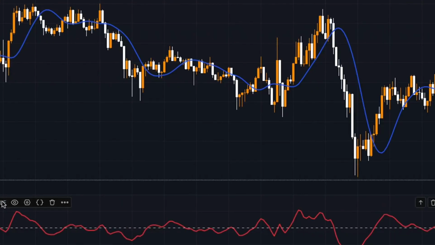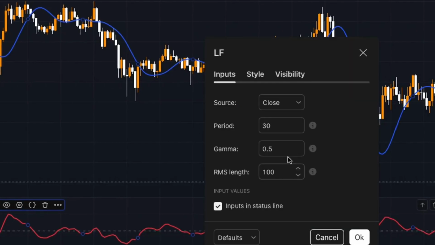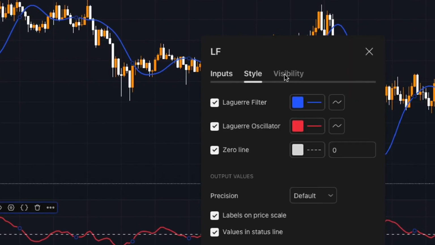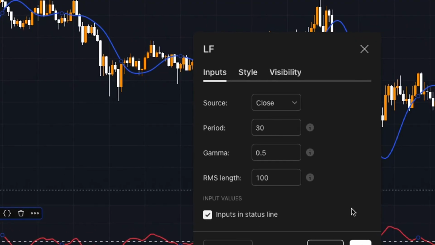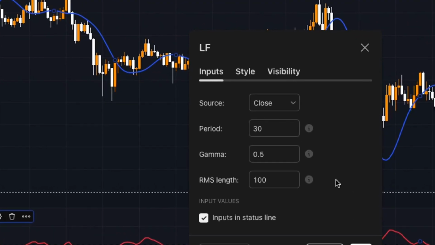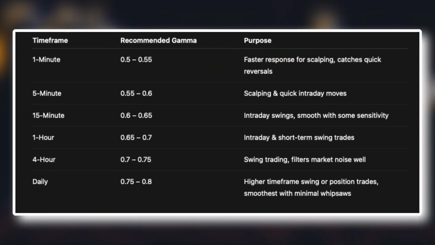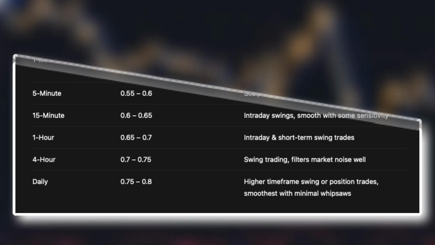Now, as for time frames, this method works best on 15-minute to 4-hour charts. You can scale it down to 5-minute for scalping or up to daily for swing trading. The indicator has a gamma setting that controls its smoothness. A lower gamma makes it more responsive, while a higher one makes it smoother and slower. The default value works well for most setups, but feel free to test it out and see what fits your style.